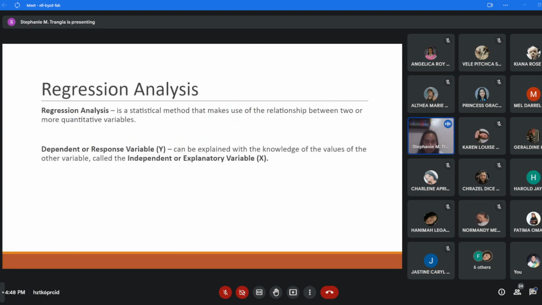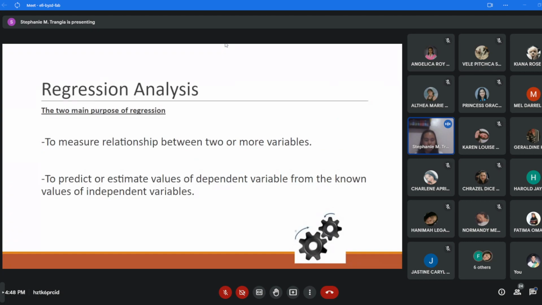Now, what is regression analysis? So, regression analysis, class, is a statistical method that makes use of the relationship between two or more quantitative variables. So, the dependent or response variable, para gihaganiha imong weight, can be explained with the knowledge of the values of the other variable called the independent variable. So the two main purposes of regression are, number one, to make a relationship between two or more variables, and number two, to predict or estimate values of the dependent variable from the known values of the independent variable.